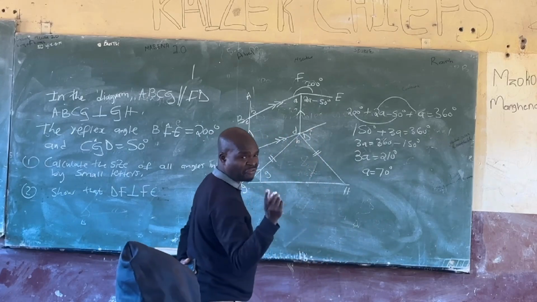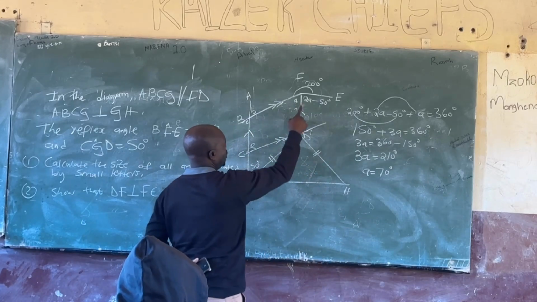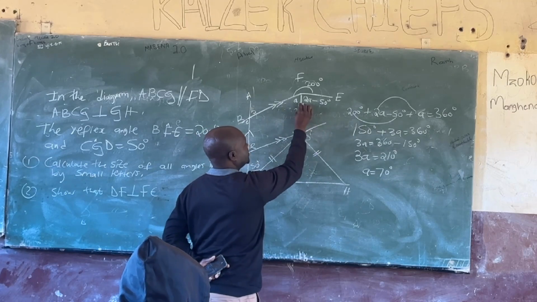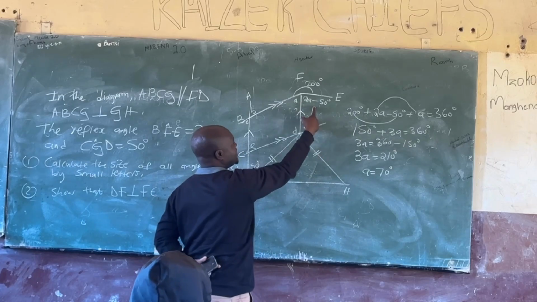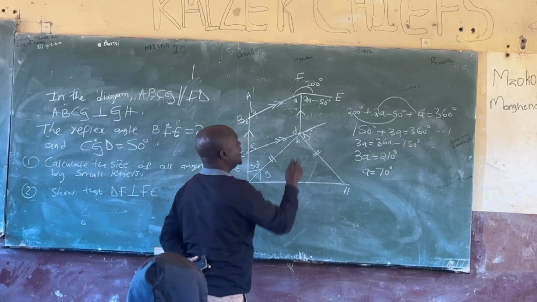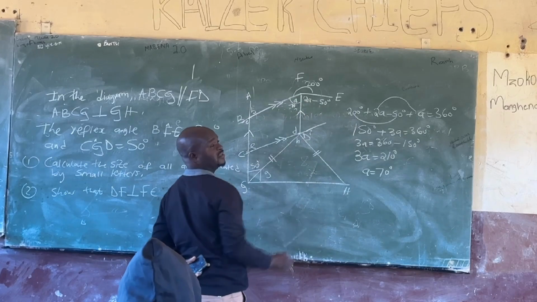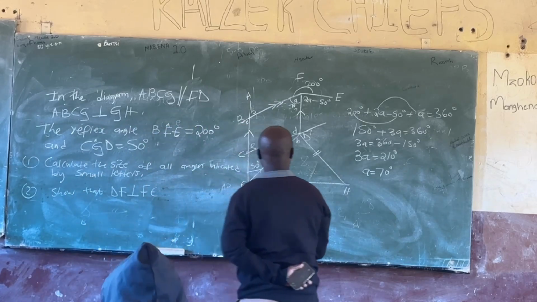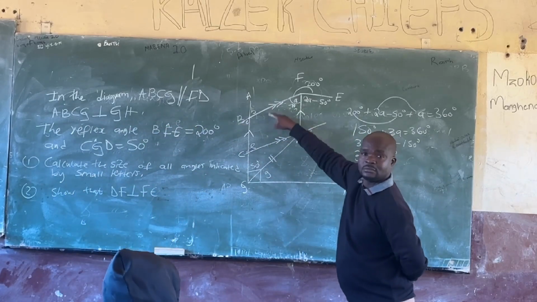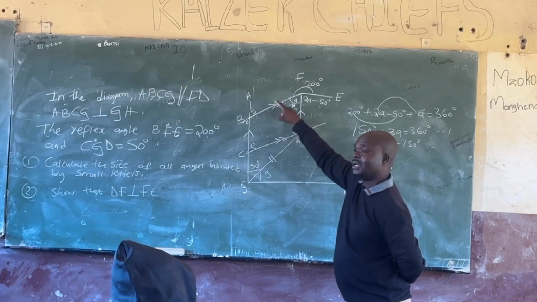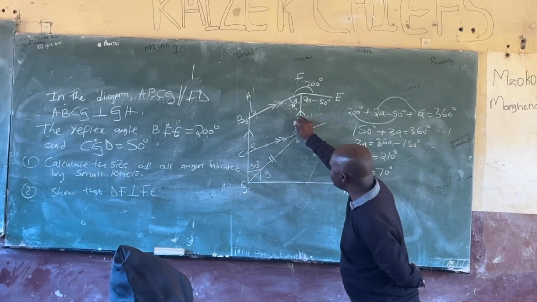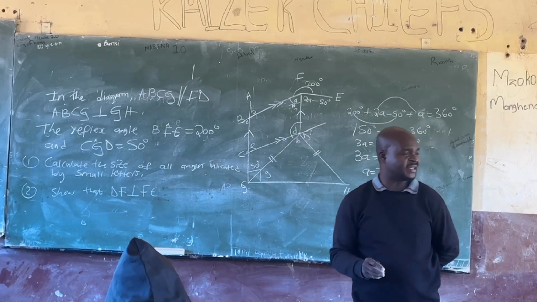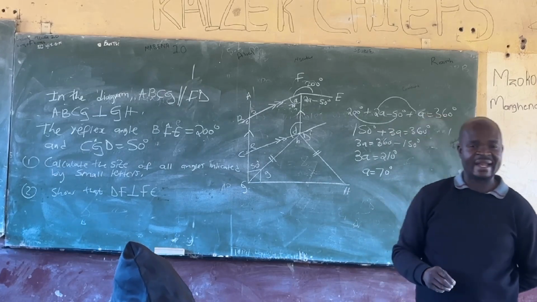And then if a is 70, here 2 times 70 minus 50 is 90. Then if you look at this, can you see that these two are parallel? It means that we have co-interior angles, and co-interior angles add up to 180.